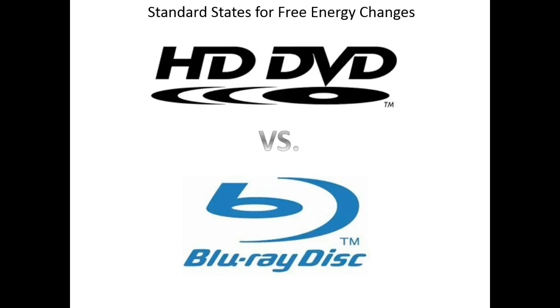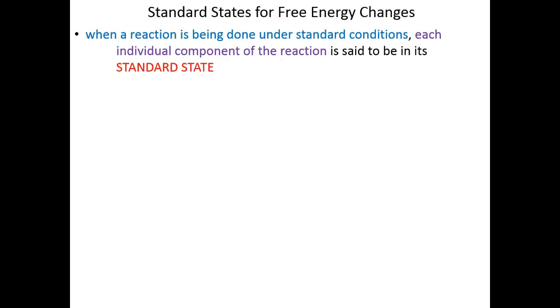So finally, companies decided, we got to pick one. This is insane. And they obviously picked Blu-ray. Blu-ray became the standard state of high-definition DVDs. It became the standard condition. Everyone agreed we're going ahead with Blu-ray. People stopped making HD DVD discs. People stopped making HD DVD players. We agreed on a standard. So it's the same thing here on experimental conditions.